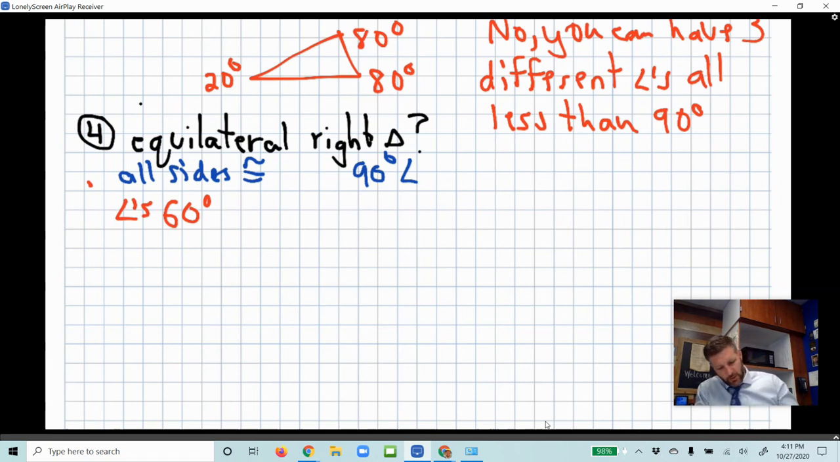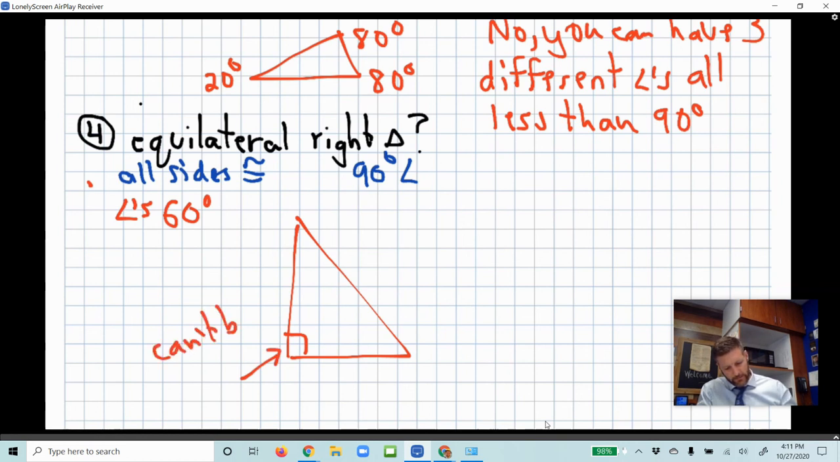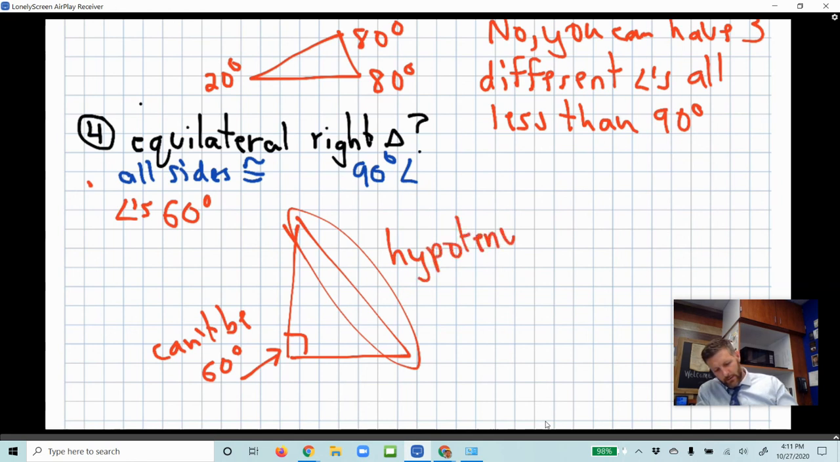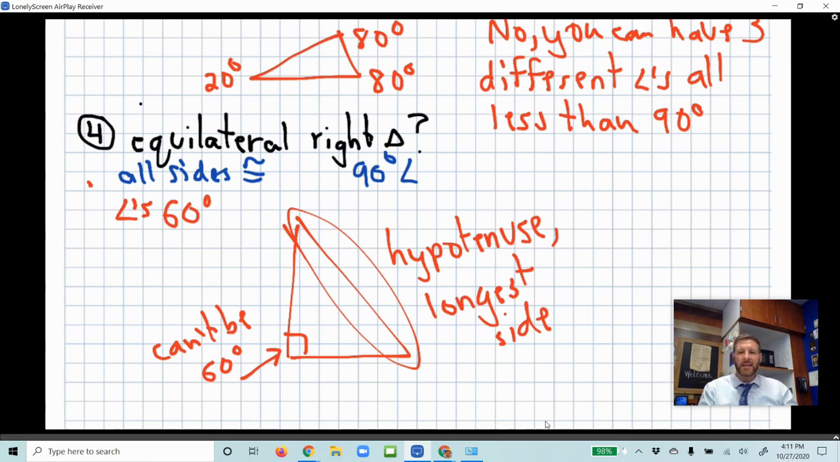The other way you know that's wrong is that if I draw a right triangle, because I have to have the 90, so that can't be 60. And we've learned that all right triangles have this thing called a hypotenuse, which is also known as the longest side. And you can't have a longest side in an equilateral triangle. So this is a case of it being very incompatible, and so the answer would be no.